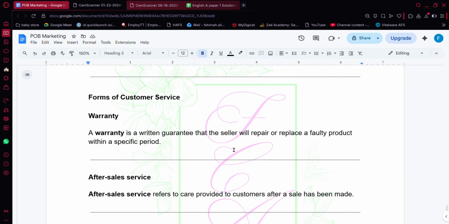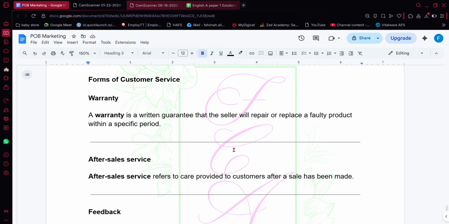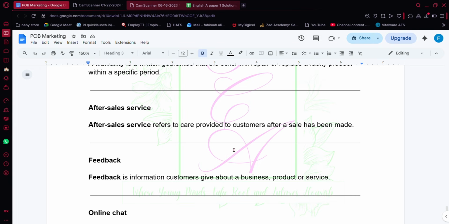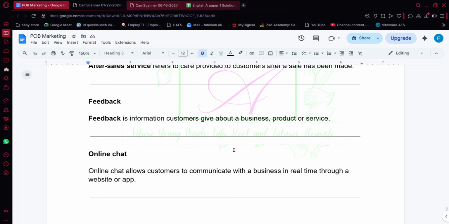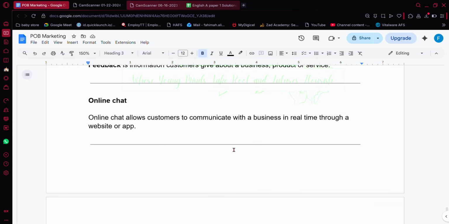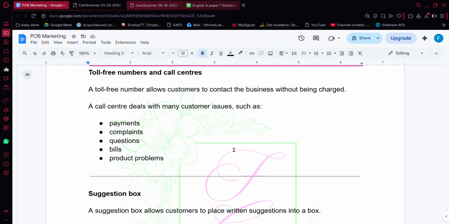Forms of customer service would be warranty, which is a written guarantee that the seller will repair or replace a faulty product within a specific period. We also have after-sales service, which refers to care provided to customers after a sale has been made. Feedback is information customers give about a business, product, or service. Online chat allows customers to communicate with a business in real time through a website or app.